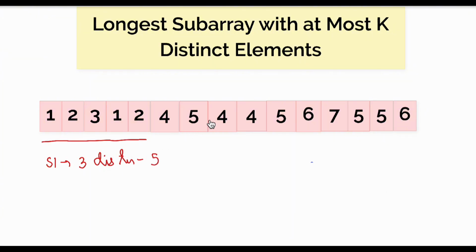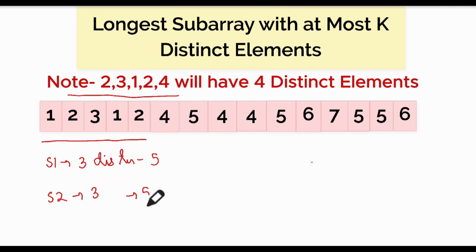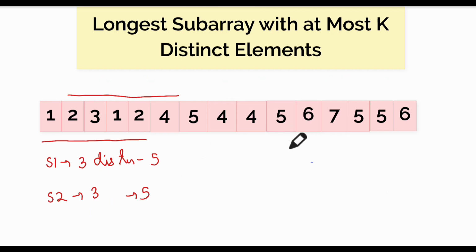So let us say we want to find all the subarrays which contain 3 distinct elements. Let's say this length is 5. Now let us say I try to include this one. This will also contain 3 distinct elements, 2 3 4, and its length is 5. Similarly, we have to explore all the subarrays. So if you see here 5 6 7 5 5 6, this particular subarray, let's say S3, contains 3 distinct elements, but its length is 6, right?